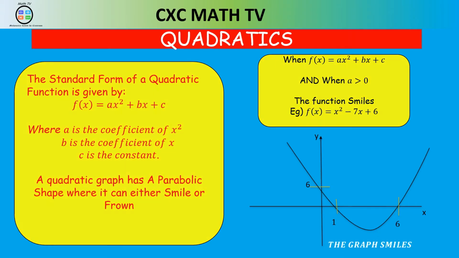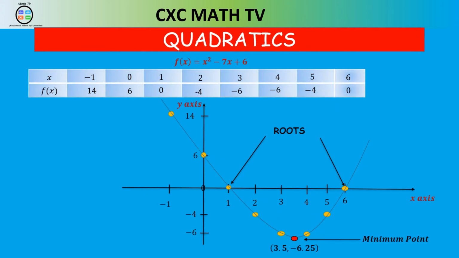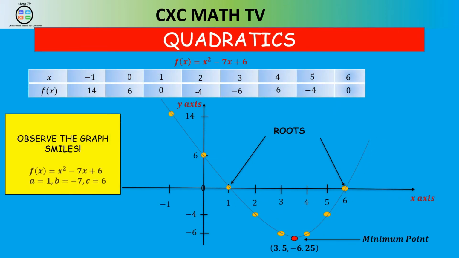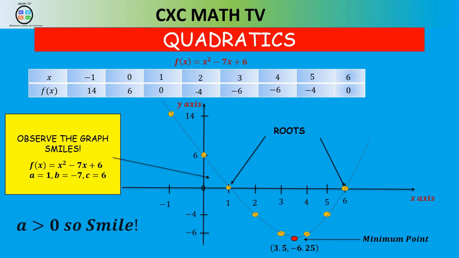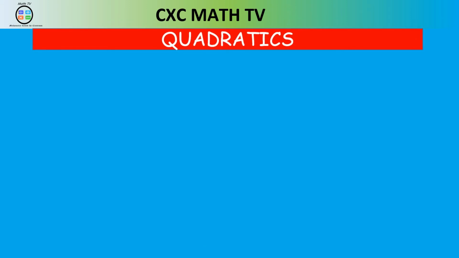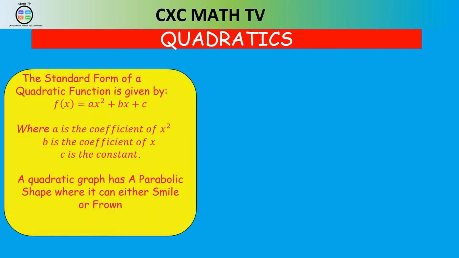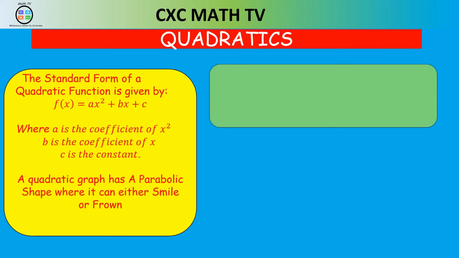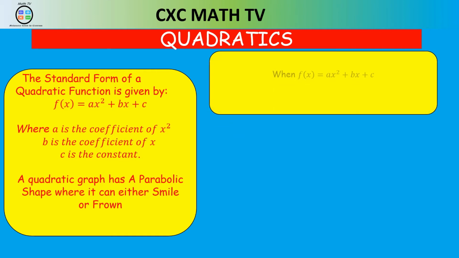Alright, so remember, this was the graph. A is greater than 0, so we smile. Once the x squared term is positive, the coefficient of it is positive, we smile. We love positive numbers. Whenever f of x is equal to ax squared plus bx plus c, and a is less than 0, the function is going to frown. So when a is less than 0, the function is going to frown.